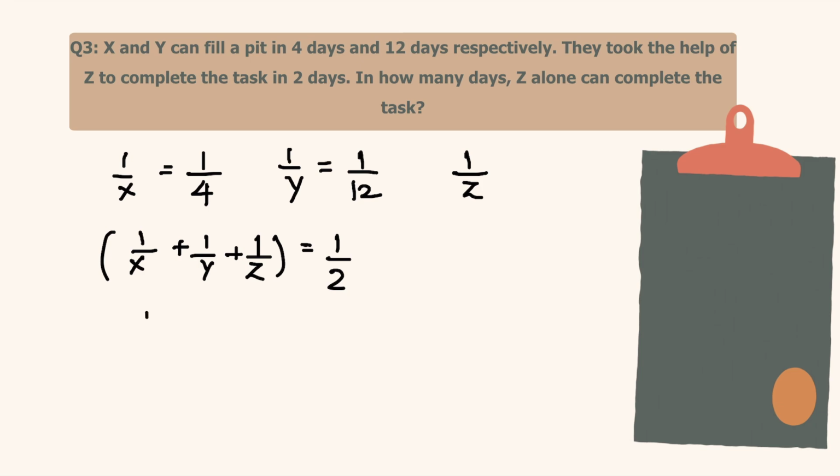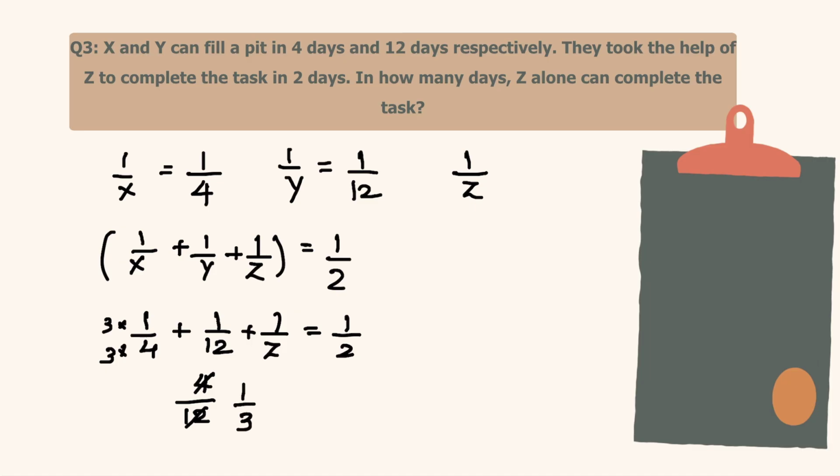So we can substitute the values: 1 by x is equal to 1 by 4, 1 by y is equal to 1 by 12, and 1 by z we have to find, which is equal to 1 by 2, right? If I multiply here with a 3, I'm solving it on my own, you can solve it on your own. It will become 4 by 12, that means 1 by 3, right? 1 by 3 plus 1 by z equal to 1 by 2.